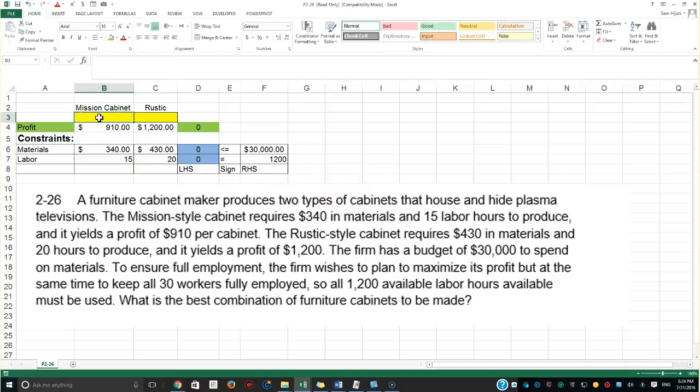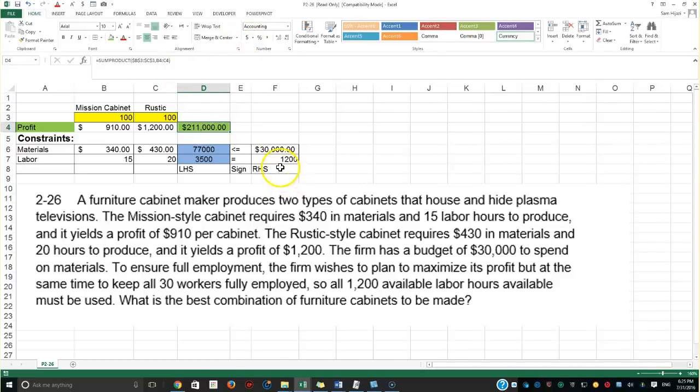Let's say here I put 100 cabinets here, and let's say here I put 100. Immediately I'm violating so many things, because this is way too big compared to this, and this is not equal to this. Even though the profit seems to be very large, that's not really realistic based on our resources, which we have very little of compared to what is produced.